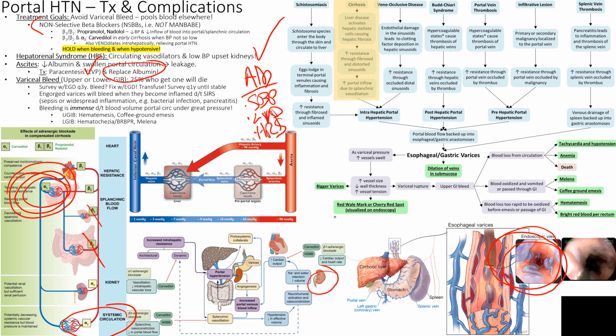So it can be a bright red blood per rectum, right? All right, so esophageal varices are due to increased fluid inside that portal circulation, right? Due to several different factors.